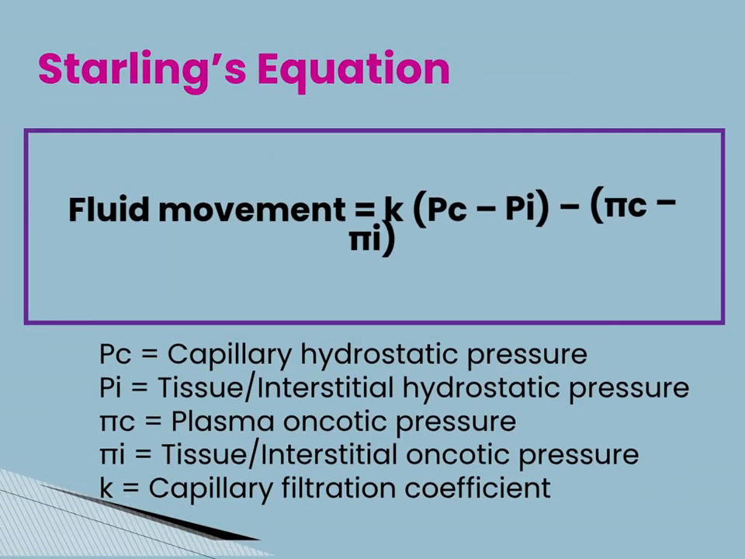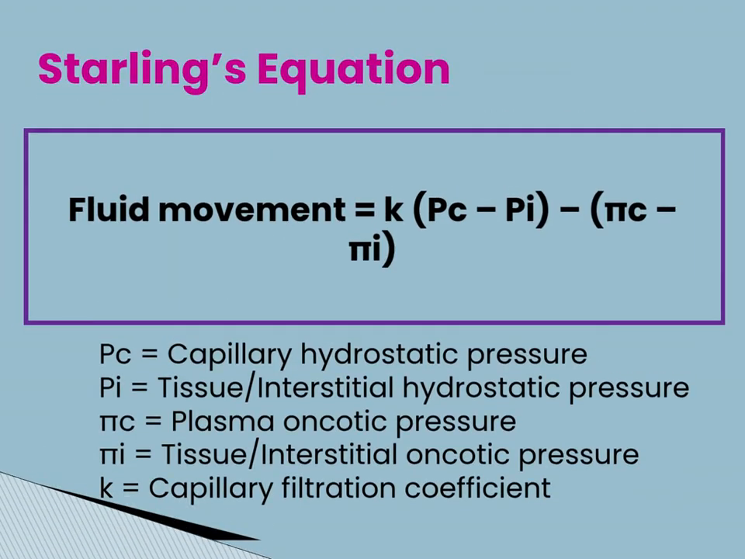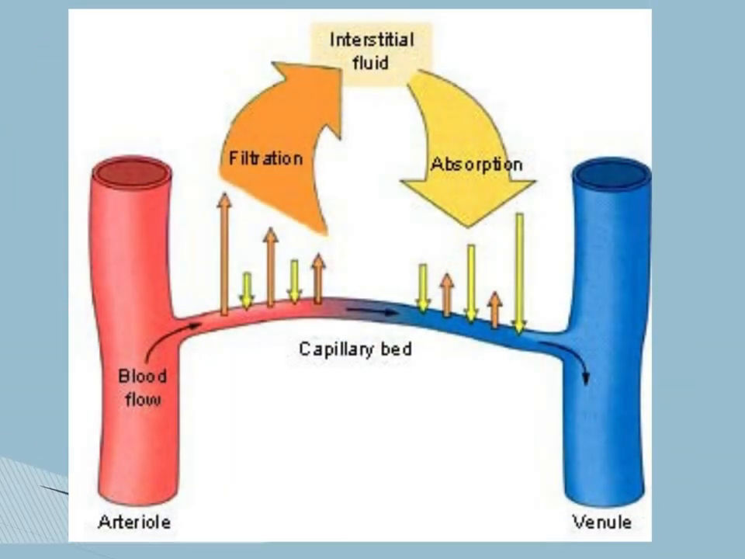The Starling's equation. Fluid movement is equal to the capillary filtration coefficient times the difference between capillary and interstitial hydrostatic pressures, minus the difference between plasma and interstitial oncotic pressure. So, the net movement across a capillary can be determined as shown. At the arteriolar end there will be filtration, and at the venular end there will be absorption.